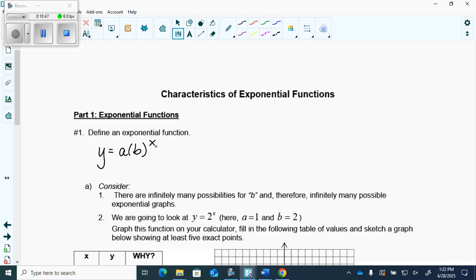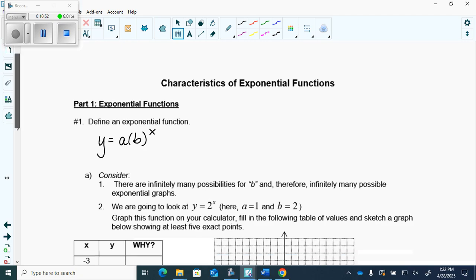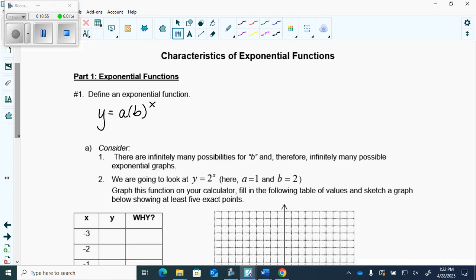Here we have, consider there are infinitely many possibilities for b, and therefore infinitely many exponential graphs. The key thing about b, though, is that b can be between 0 and 1, like 0.25 or 3/4, and b can be greater than 1. B cannot equal 1, b cannot equal 0, and b can't be negative. So b can be between 0 and 1, or b can be greater than 1. That's the limitation on b. A can be anything. All right?